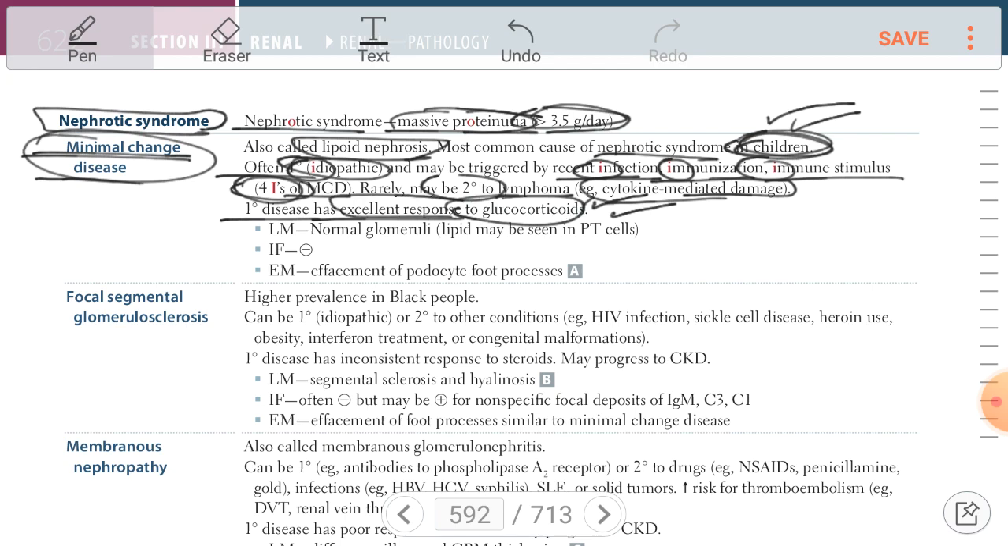response to what? Glucocorticoid. Plus on light microscopy, immunofluorescence, electron microscopy: light microscopy, normal glomeruli. Lipid may be seen in what? Proximal tubule cells. Immunofluorescence, negative. Electron microscopy is so important. Effacement of podocyte foot process.